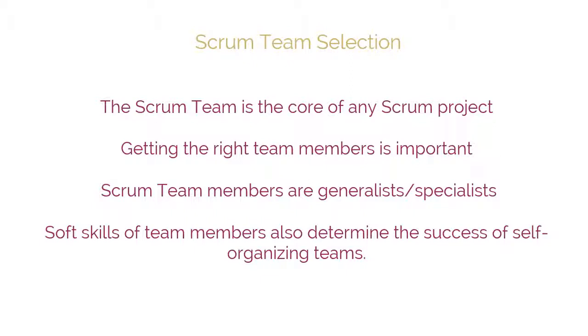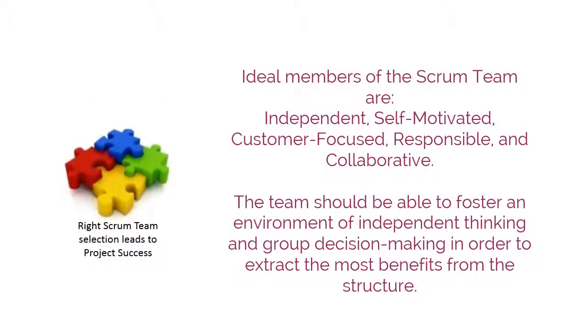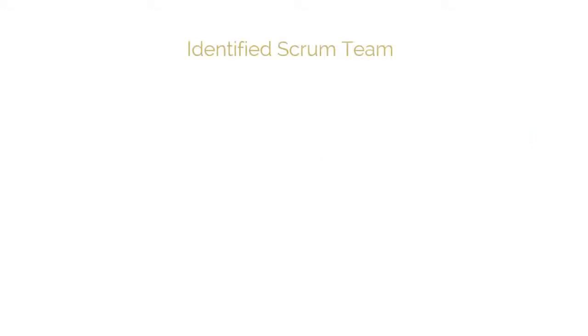Scrum Team Selection. The Scrum Team is the core of any Scrum project, and getting the right team members is important for successful delivery of Scrum projects. Scrum team members are generalists and specialists in that they have knowledge of various fields and are experts in at least one. Beyond their subject matter expertise, it is the soft skills of team members that determine the success of self-organizing teams. Ideal members of the Scrum Team are independent, self-motivated, customer-focused, responsible, and collaborative. The team should be able to foster an environment of independent thinking and group decision-making in order to extract the most benefits from the structure.